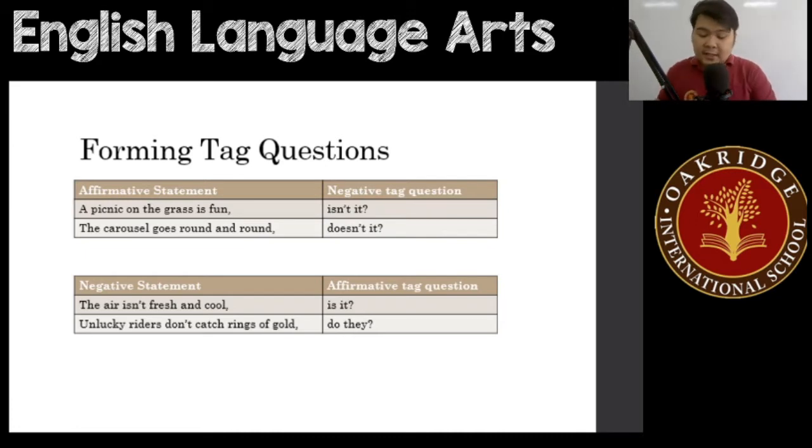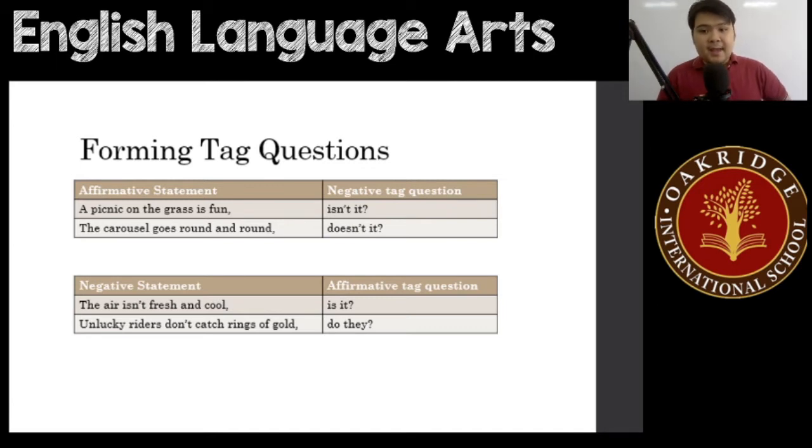We have either starting with an affirmative statement, following it up with a negative tag question, or starting with a negative statement and then following it up with an affirmative tag question. So here's how it looks if you start with an affirmative statement. A picnic on the grass is fun, isn't it? Here, you're asking this question so that the person would agree that the picnic on the grass is fun.